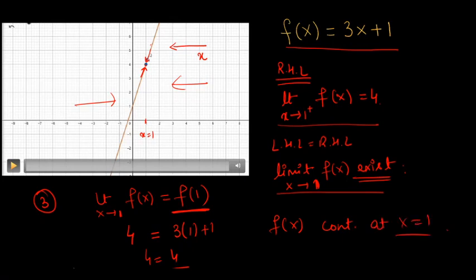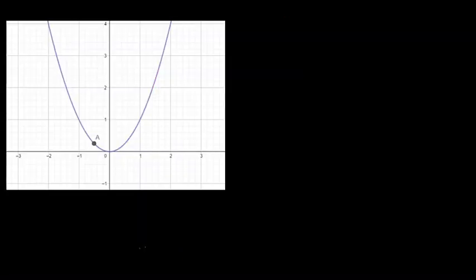Clear? Now let us move to another example for clarification of the idea. Suppose we have this graph. The function is f of x equal to x square. First of all, we have to check its continuity at x equal to 1. From the graph you can see that there is no breakage; the graph is continuously moving on, so it is a continuous graph. Now we have to check the continuity of this graph at a particular point, x equal to 1, right?